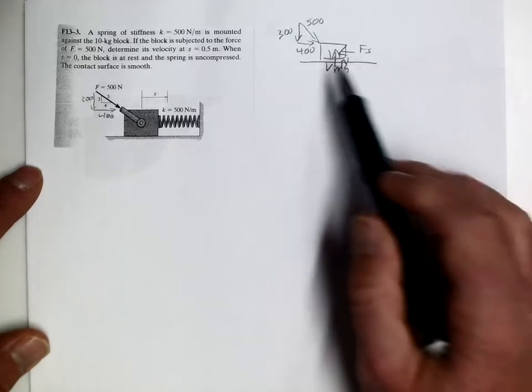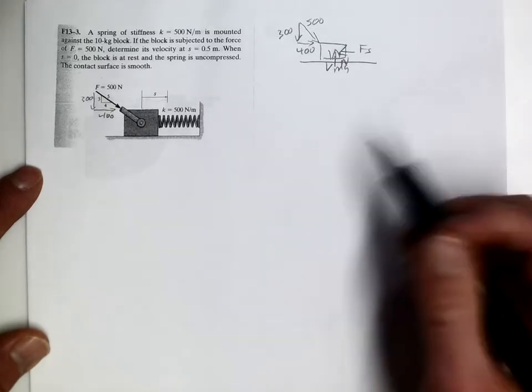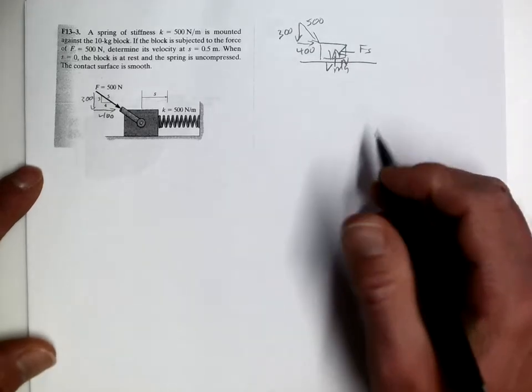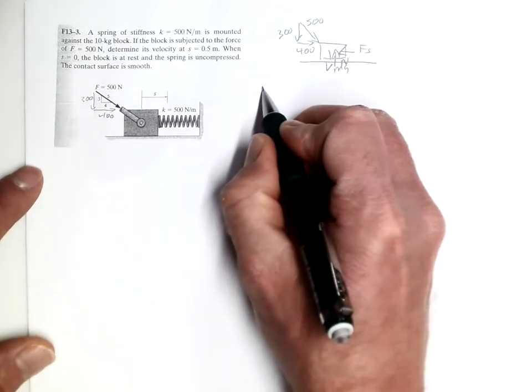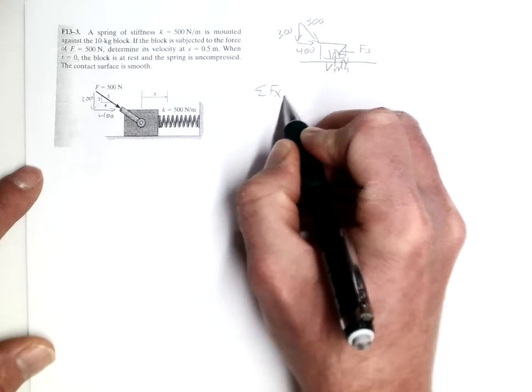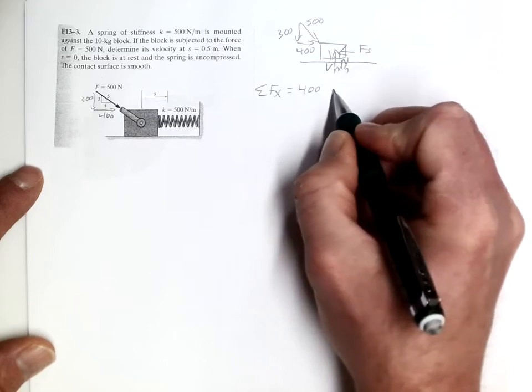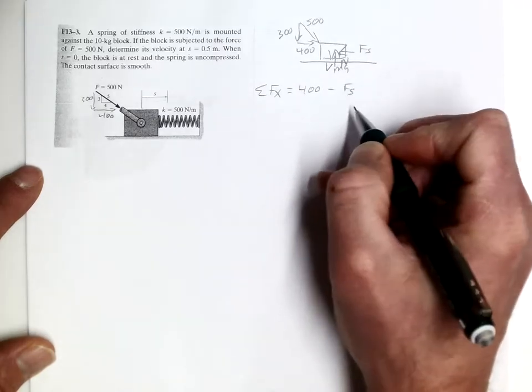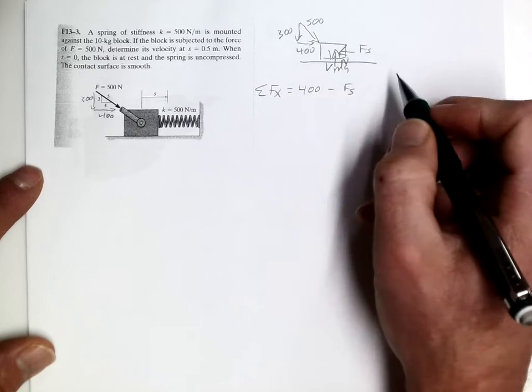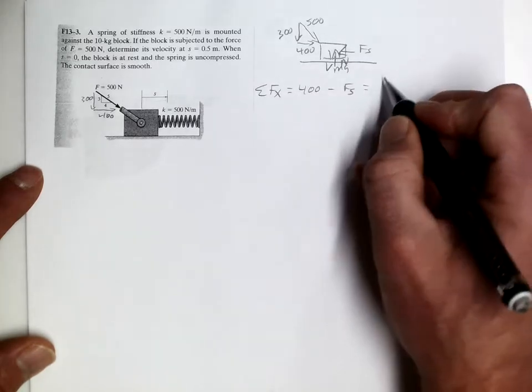Mg and normal are forces in the y direction, add up to 0, so that doesn't really matter. Let's sum the forces in the x. 400 to the right minus Fs to the left, and that is all we have. Therefore, that equals ma.